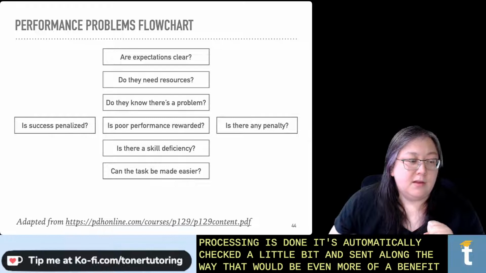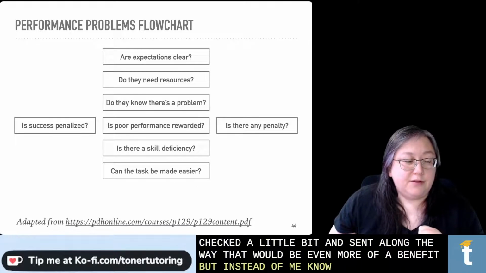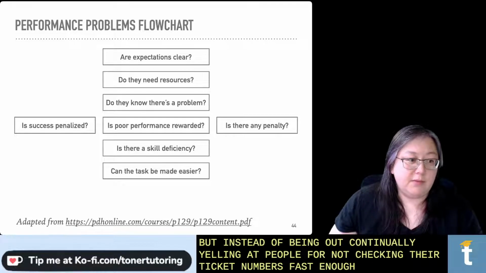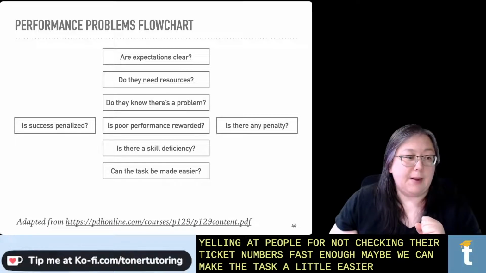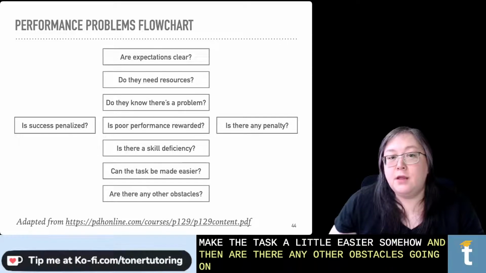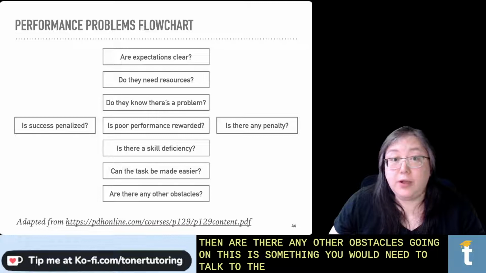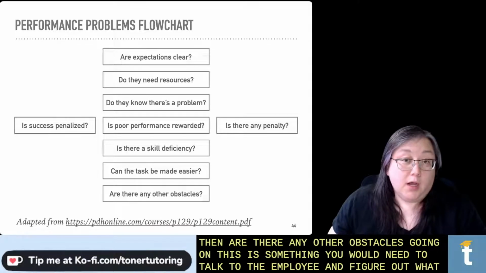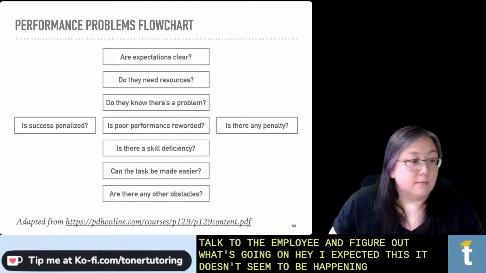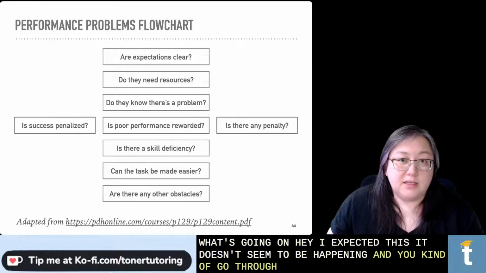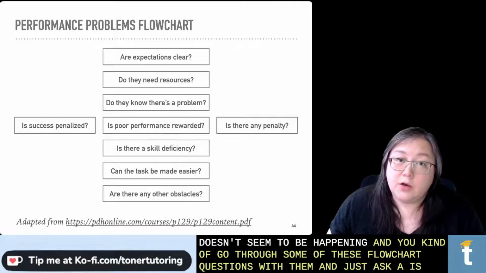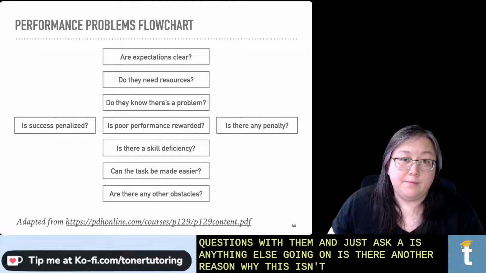benefit. But instead of continually yelling at people for not checking their ticket numbers fast enough, maybe we can make the task a little easier somehow. And then, are there any other obstacles going on? This is something you would need to talk to the employee and figure out what's going on. Hey, I expected this. It doesn't seem to be happening. And you kind of go through some of these flowchart questions with them and just ask, hey, is anything else going on? Is there another reason why this isn't happening?